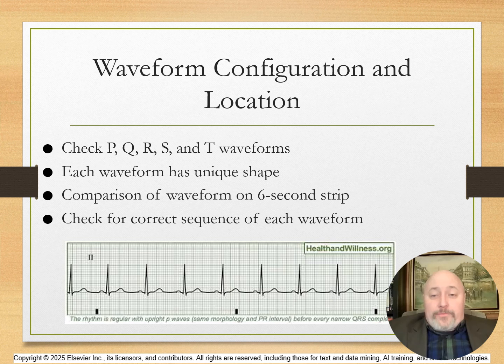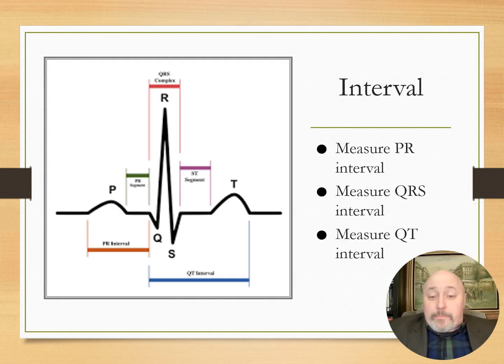When looking at waveform configuration, keep in mind that all waveforms should look alike in a normal ECG. Abnormal shapes may indicate that the stimulus was caused by something such as an ectopic focus, or that there is a delay or block in the conduction, creating a bundle branch block. It's also important to confirm that a P wave precedes each QRS complex, and that a T wave follows each QRS complex.